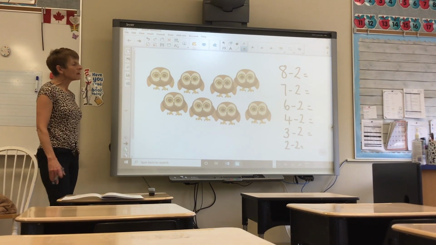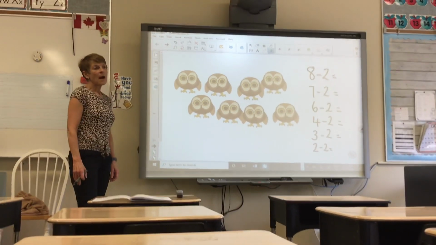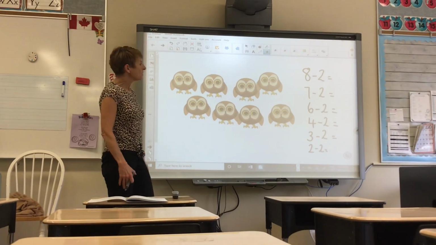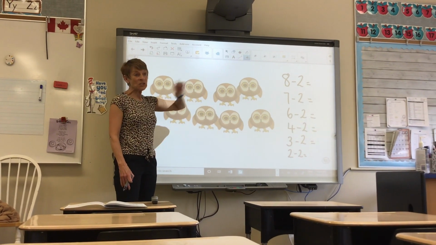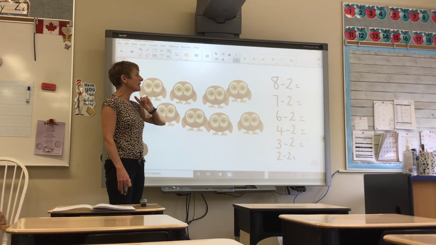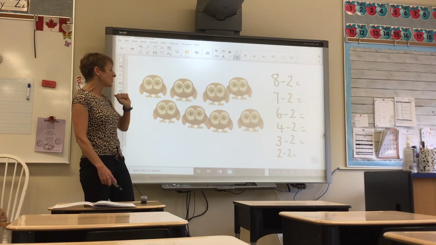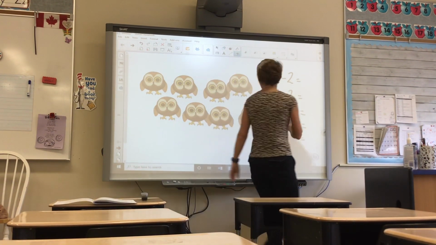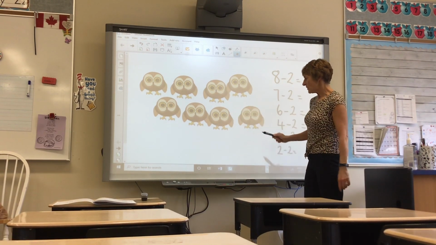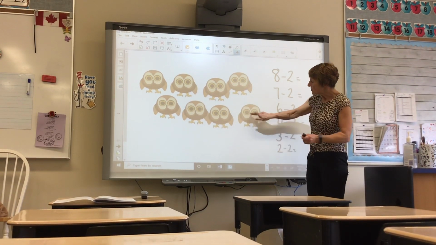Going to continue working on subtracting today. So today we're going to talk about subtracting 2. So subtracting, taking a number and taking away 2. So I have 8 owls here. I'm going to take 2 away.